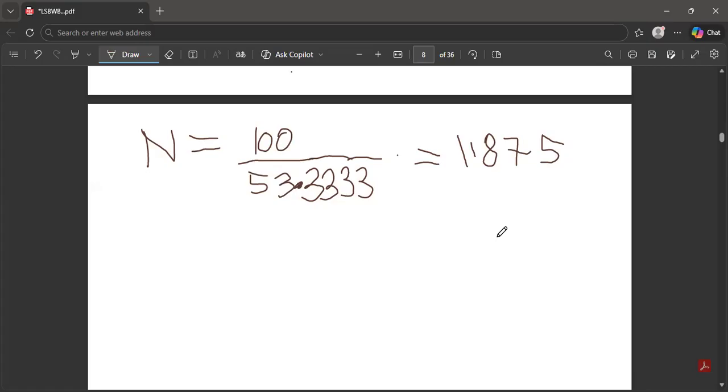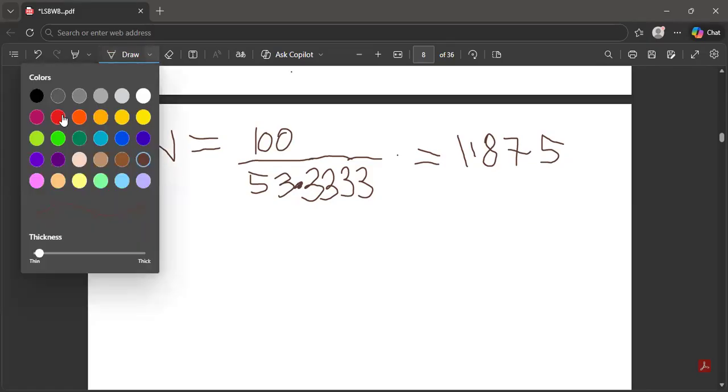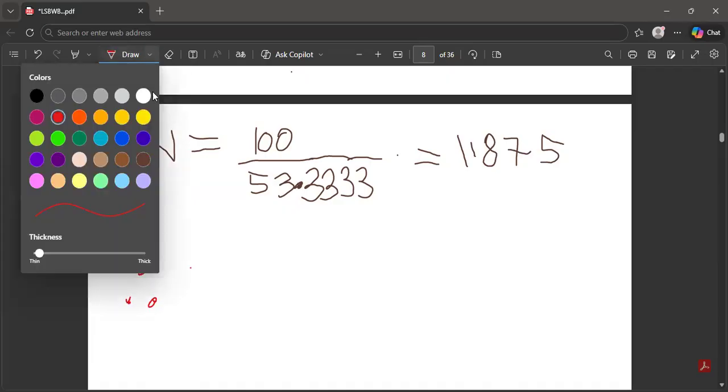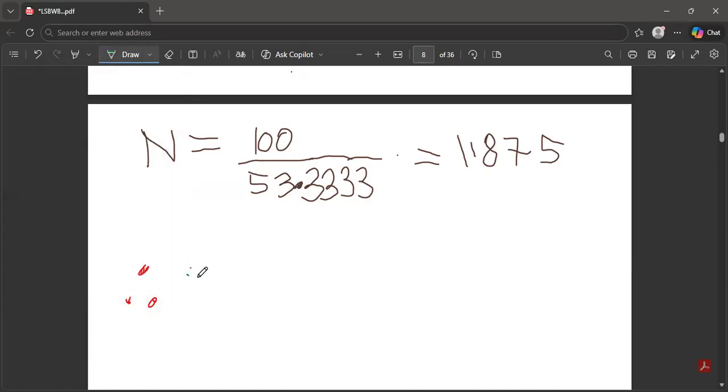So the slope of, let's say, 53.33% can also be written as 1 in that. So whatever I've been saying, therefore n is equal to 1.875.